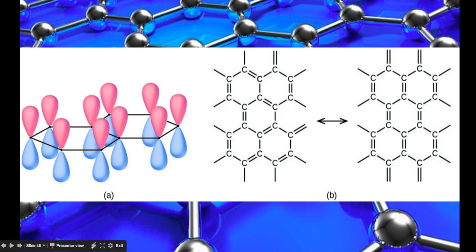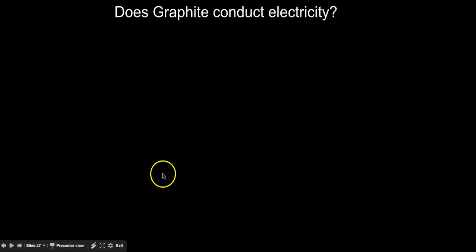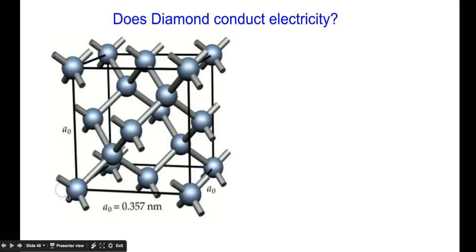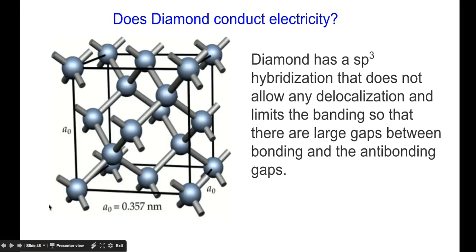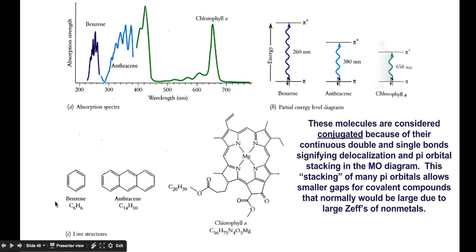That's right. All right, so moving forward here, party people, this conjugation opens up something called chromophores. And diamond doesn't conduct for reasons we just talked about. And now let's look at something called chromophores. So these are conjugated because of their continuous double and single bonds. But what does that really mean? Double and single bonds means we have some type of sp2 hybridization.